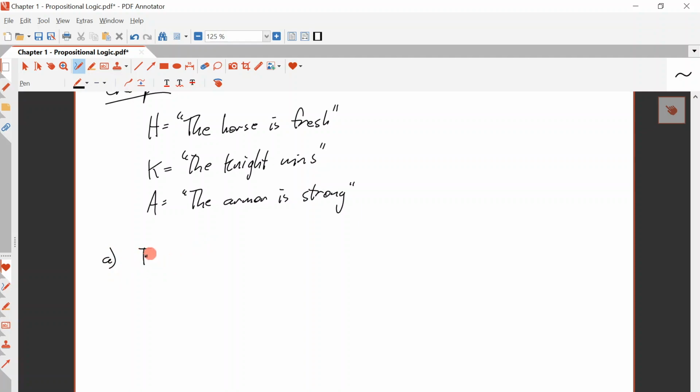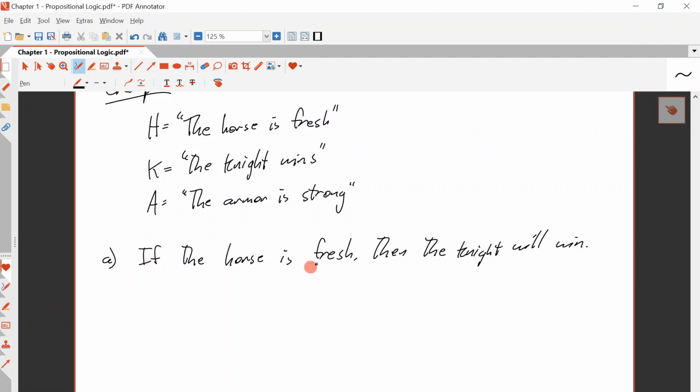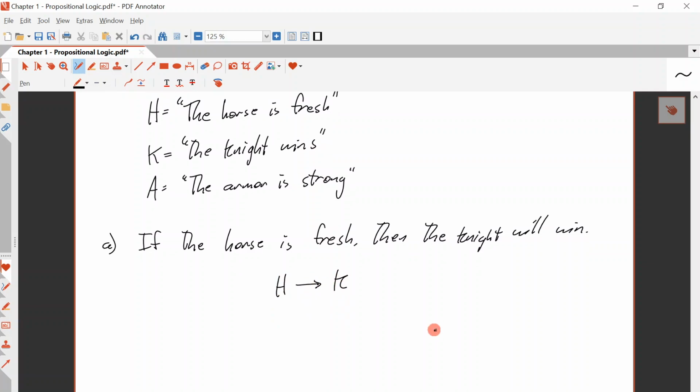A. If the horse is fresh, then the knight will win. Well, this is just the standard form for implication. If the horse is fresh, then the knight will win. All right, that's one of the 2 classical ways in which implication is written. If, then, all right, if H, then K, or H implies K.